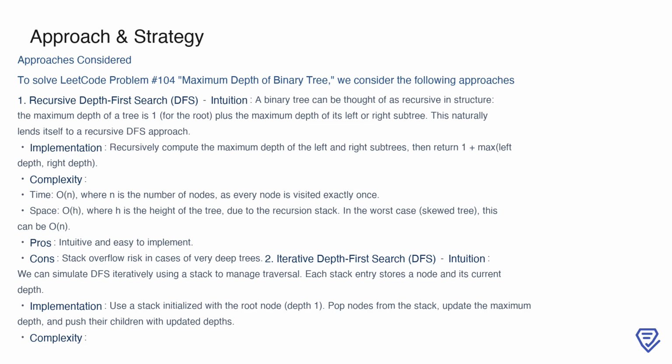Another option is an iterative DFS approach, which avoids recursion by using a stack to simulate the traversal process. In this method, nodes and their depths are pushed onto a stack. As we process the stack, we update the maximum depth whenever we encounter nodes at deeper levels.